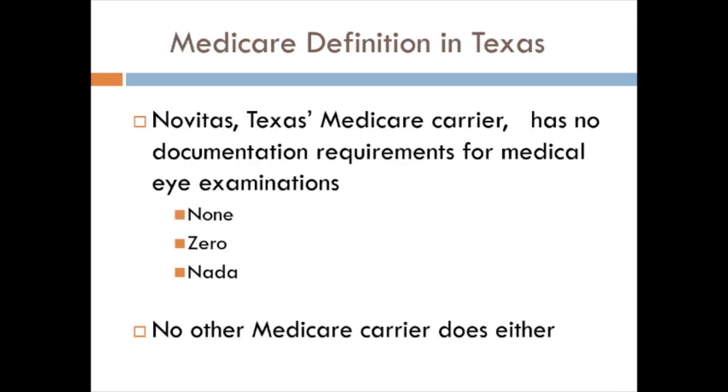The fourth big category would be Medicare's definition. In Texas our Medicare carrier is Novitas, and currently Novitas has absolutely no documentation requirements for an eye exam at all. So there's essentially no rules as far as performing eye examinations with our Medicare carrier. Based on my research, there's no Medicare carrier in the country that has rules or regulations that govern how we provide eye examinations. All the LCDs for eye examinations have been retired over the past few years. So there's essentially no rules, and when there are no rules printed, you default to Current Procedural Terminology definitions and guidelines, which we'll talk about in a little bit.